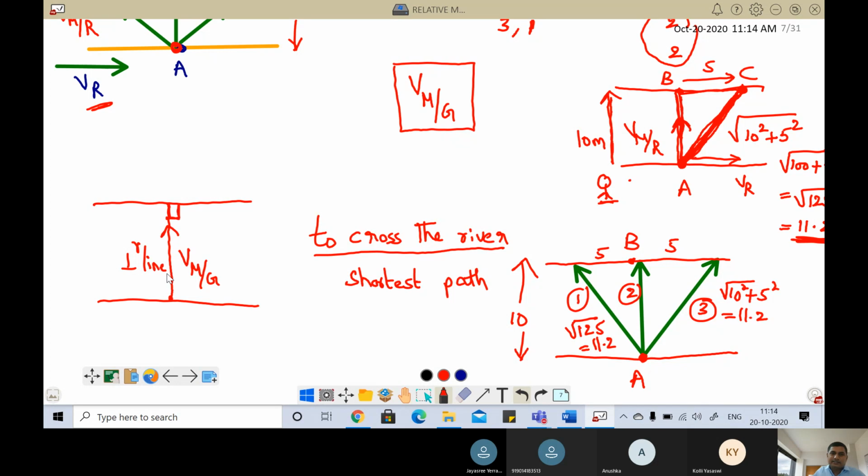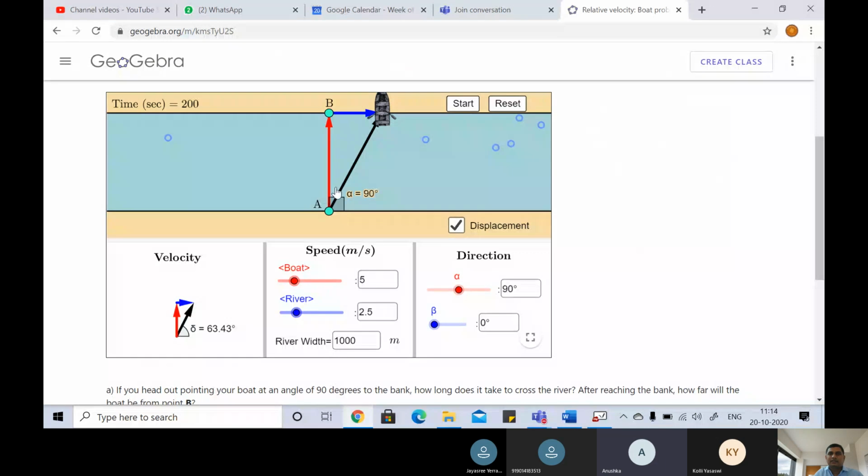Now yesterday we discussed, if he wants to reach exactly the opposite point B, in which direction should he head? If he wants to reach exactly from point A to point B. Now I want to reach point B. I'll show the animation. Perpendicular. Now see here. I am here right now. I want to reach B.